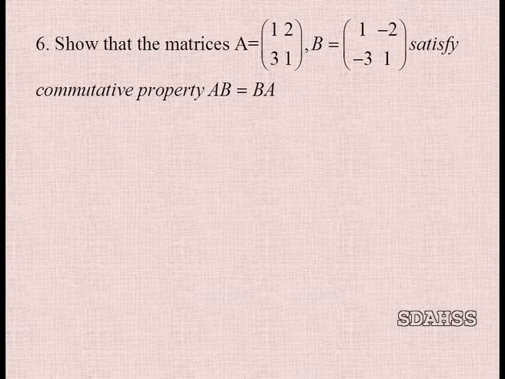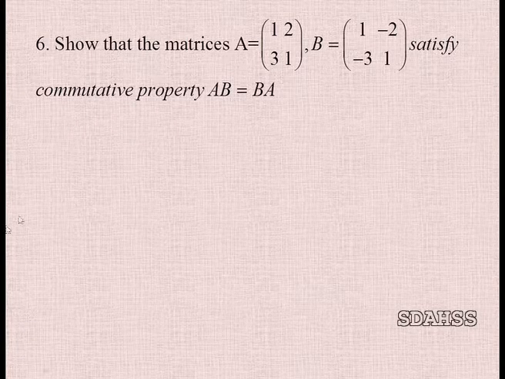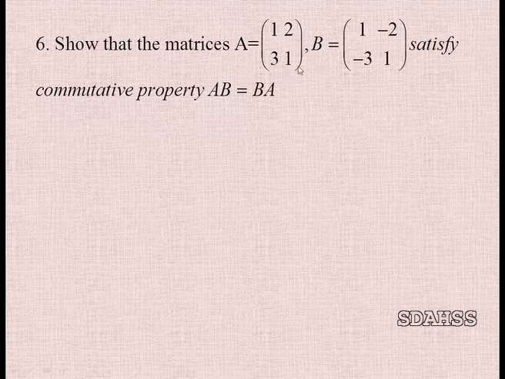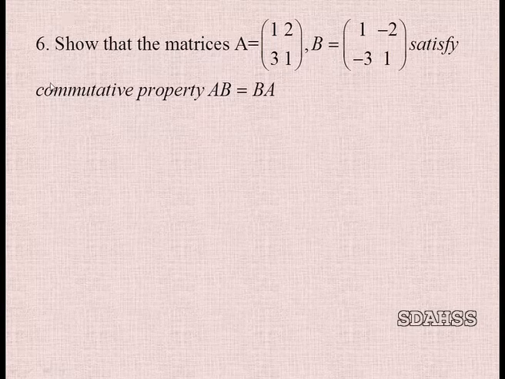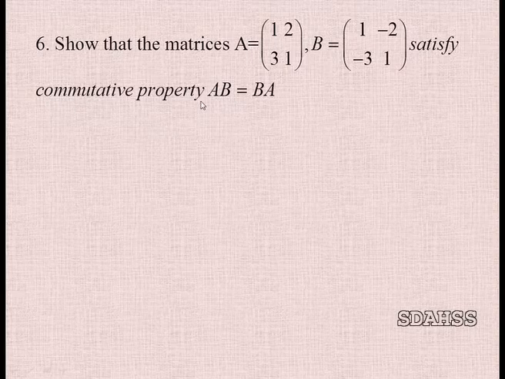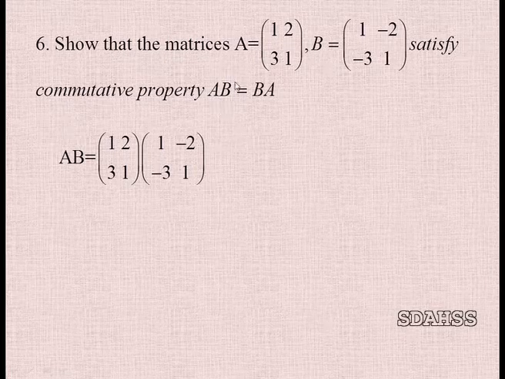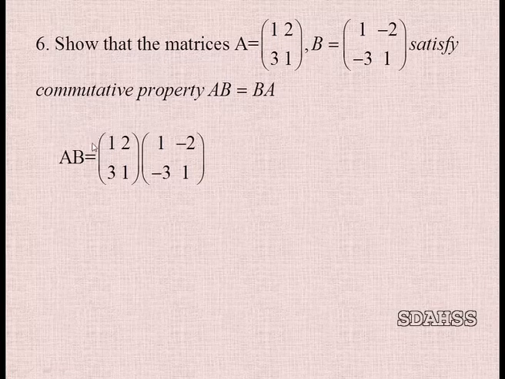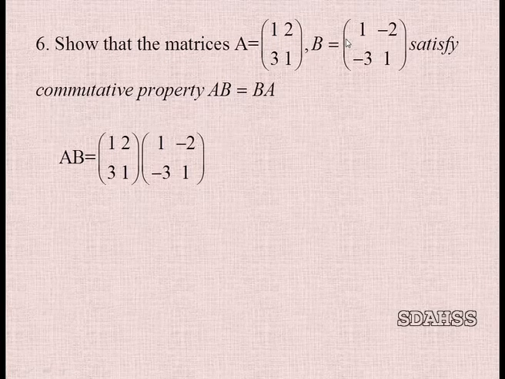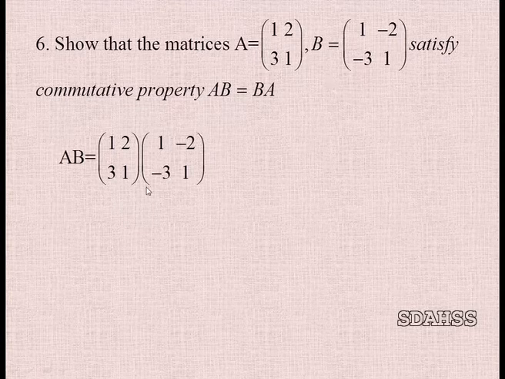Show that the matrices A equal to 1, 2, 3, 1, and B equal to 1, minus 2, minus 3, 1, satisfy the commutative property AB is equal to BA. First you find AB. Here A matrix is 1, 2, 3, 1. B matrix is 1, minus 2, minus 3, 1.